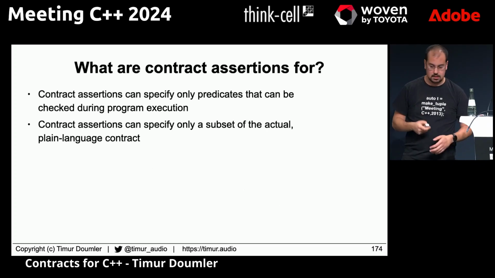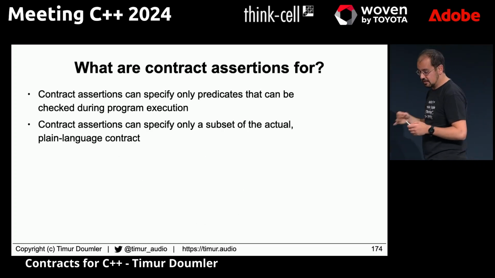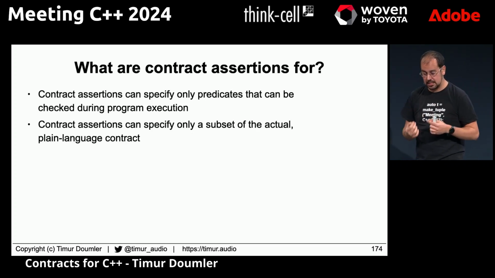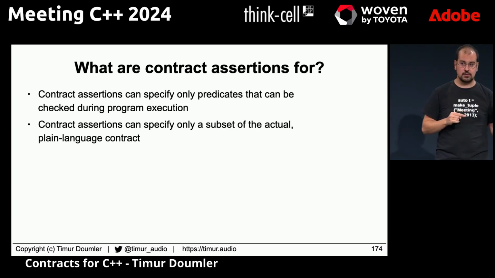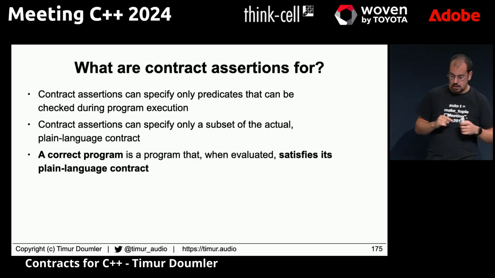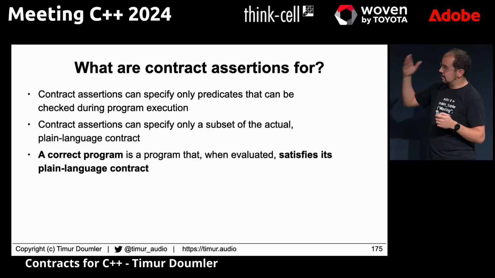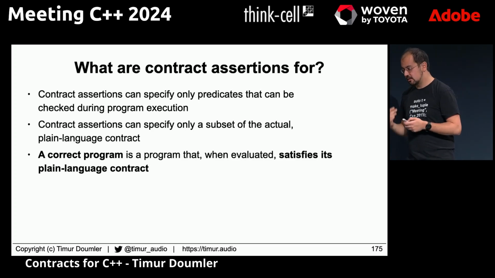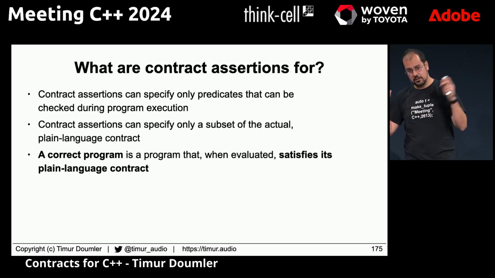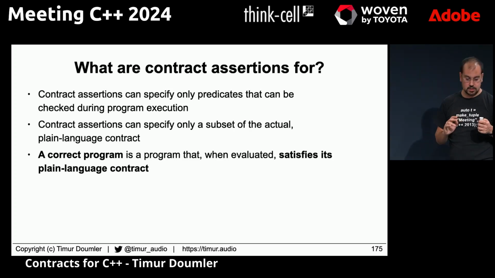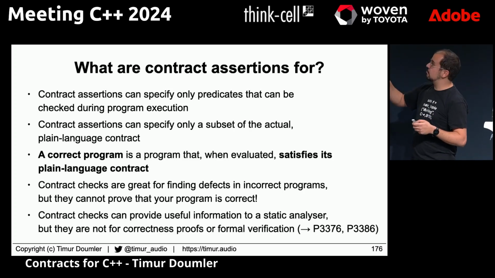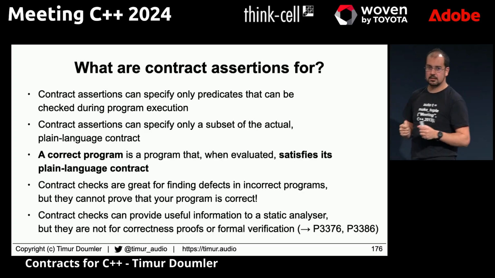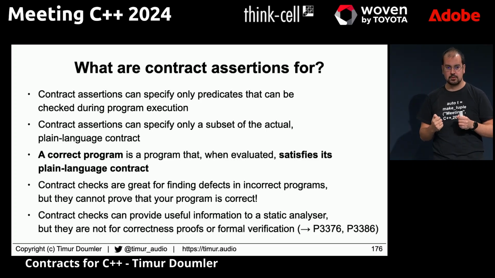So that means that contract assertions can specify only predicates that can be checked. And that also means that contract assertions can specify only a subset of the actual contract. That's really, really, really important. So a correct program is a program that, when you evaluate it with whatever input, satisfies its plain language contract. Contract assertions will help you find some of these violations, hopefully a lot of them, but not all of them, which means that contract checks are great for identifying incorrect programs, but they cannot be used to prove that your program is correct. That is conceptually impossible, right?